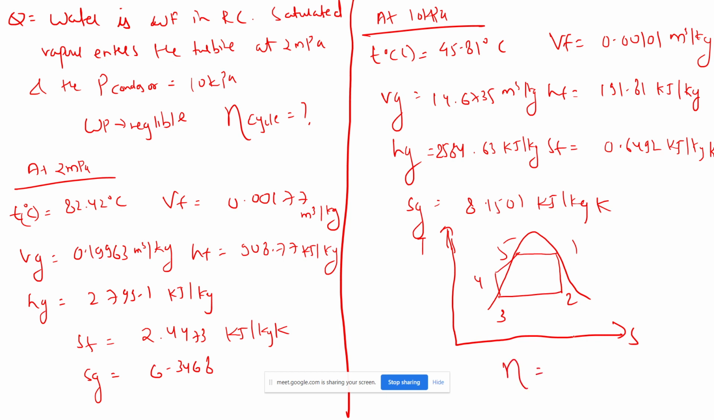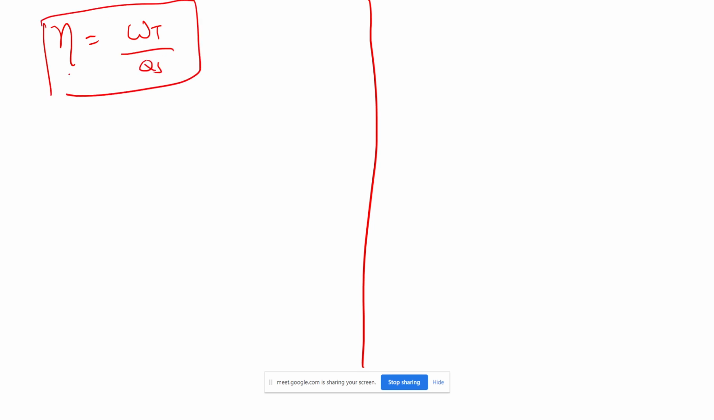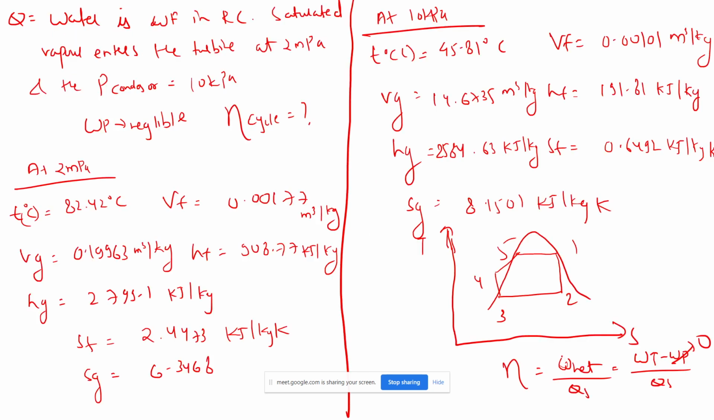What will be the efficiency? Just here you can directly calculate, because pump work is given as negligible. So it is net work upon heat supplied, and because pump work is negligible, we can take it as 0. So efficiency will be equal to turbine work upon heat supplied. Now can you calculate?